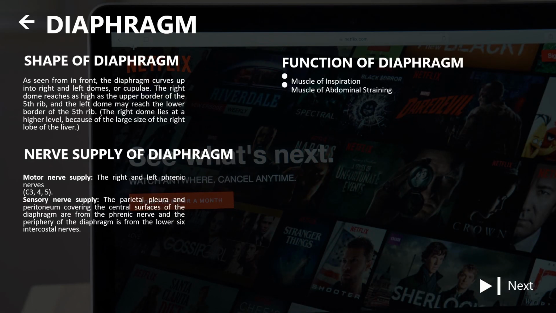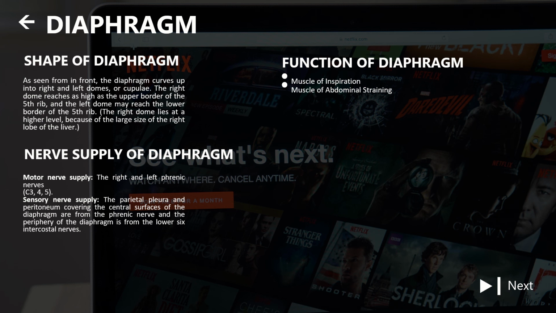Here, as seen from the drawing, the diaphragm curves up into the right and left domes, or cupolae. The right dome reaches as high as the upper border of the fifth rib, and the left dome may reach the lower border of the fifth rib. The nerve supply of the diaphragm is the right and left phrenic nerves, also called C3, C4, and C5. The sensory nerve supply is the parietal pleura and the peritoneum.